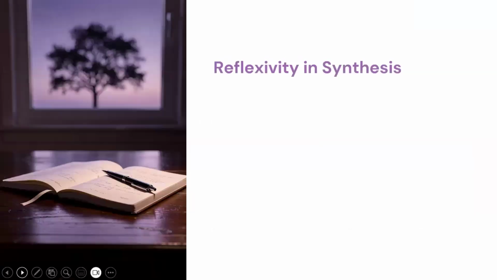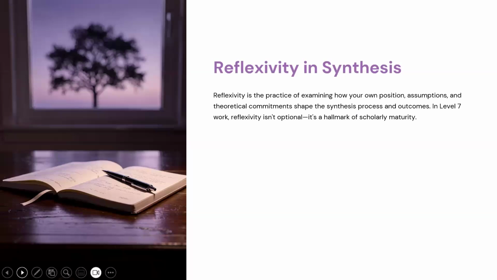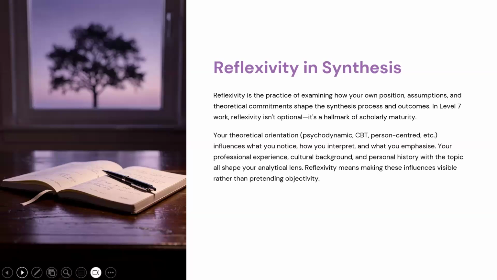So again, just to summarize very quickly, reflexivity in synthesis is the practice of examining how your own positions, assumptions, and theoretical commitments shape the synthesis process and outcomes. And in level 7 work, reflexivity isn't optional, it is the hallmark of scholarly maturity. Being able to understand why you came to the conclusions that you've come to, and showing very clearly and transparently why you have chosen to take the approach you have taken.